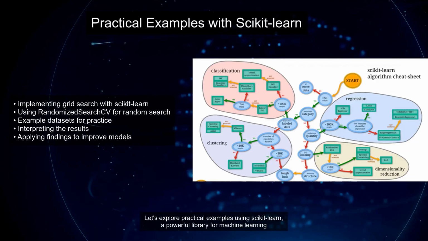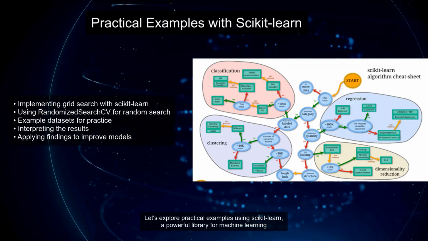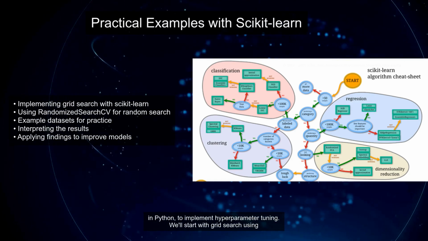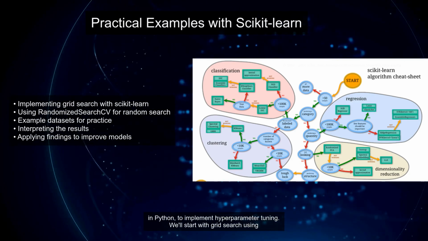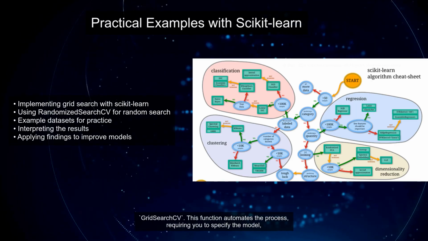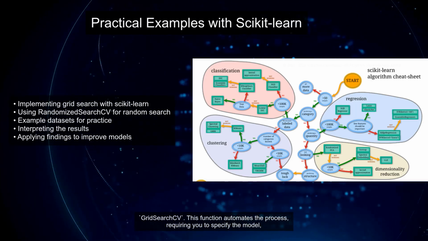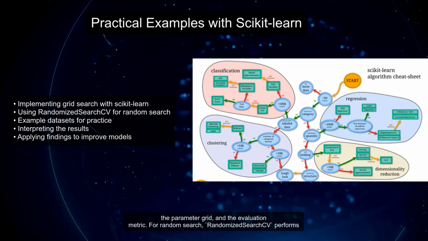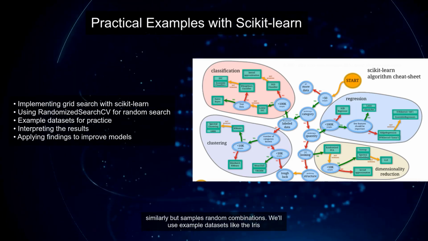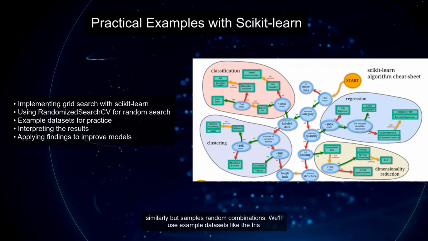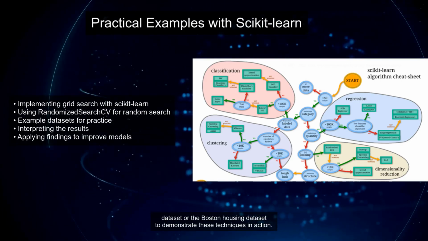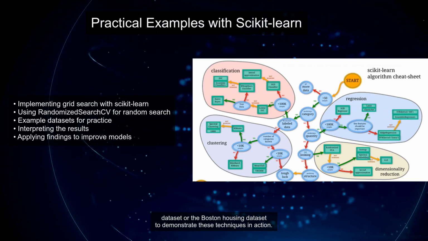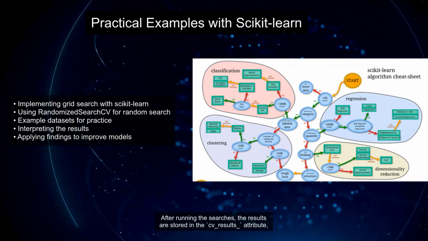Let's explore practical examples using scikit-learn, a powerful library for machine learning in Python, to implement hyperparameter tuning. We'll start with GridSearchCV. This function automates the process, requiring you to specify the model, the parameter grid, and the evaluation metric. For random search, RandomizedSearchCV performs similarly but samples random combinations. We'll use example datasets like the Iris dataset or the Boston Housing dataset to demonstrate these techniques in action.